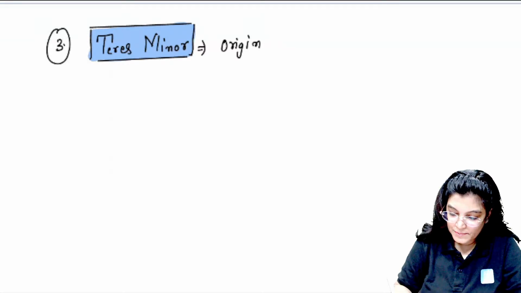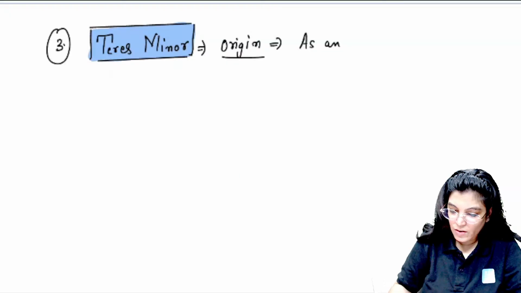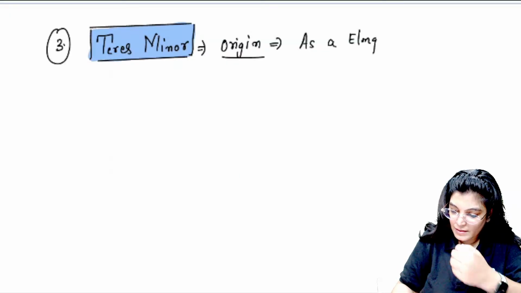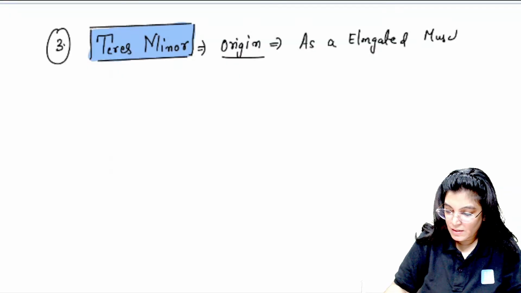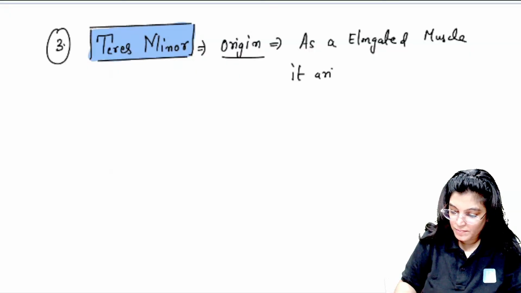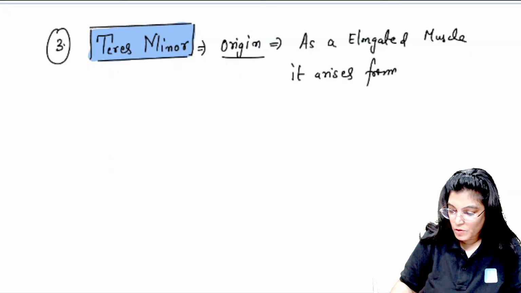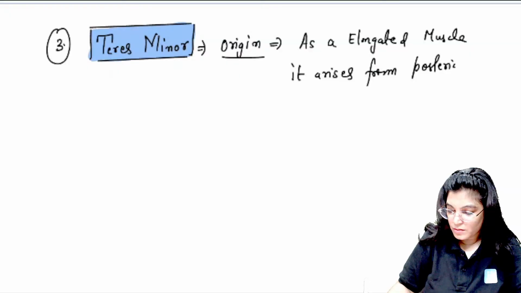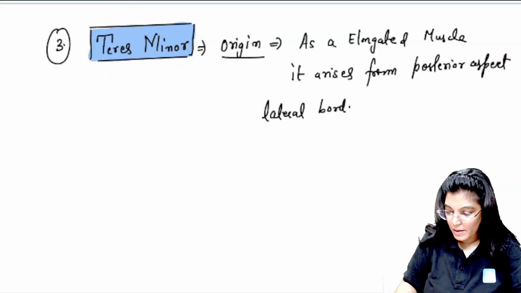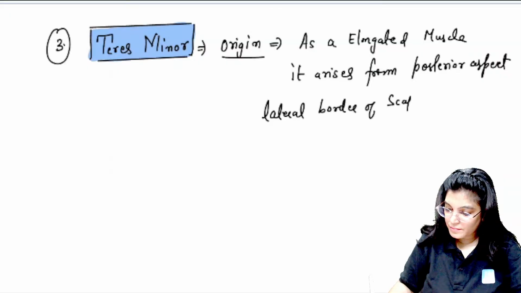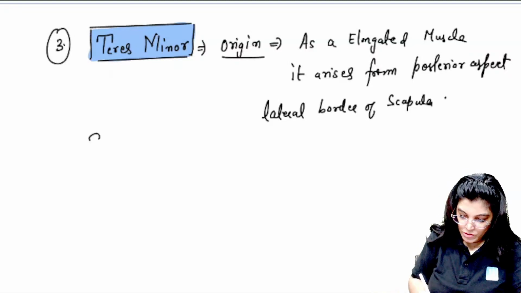So the origin is as an elongated muscle. It arises from the posterior aspect of the lateral border of the scapula. Lateral border of the scapula. Now coming to the insertion.